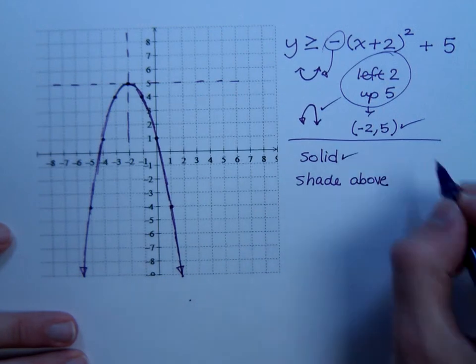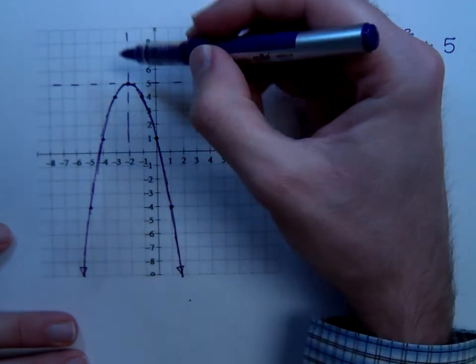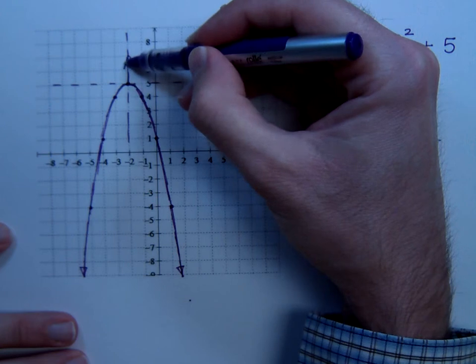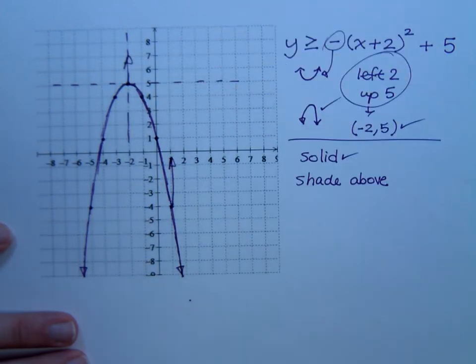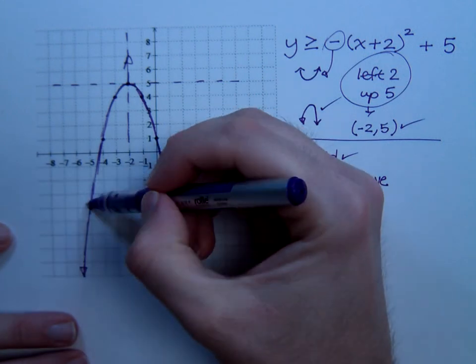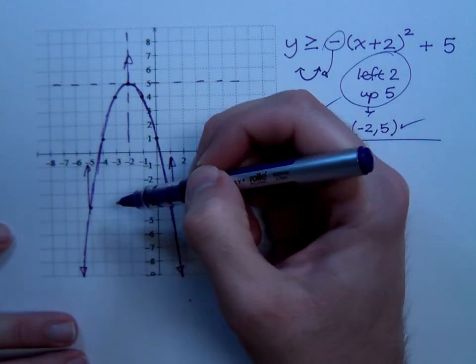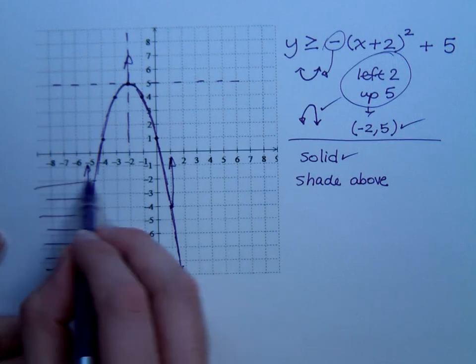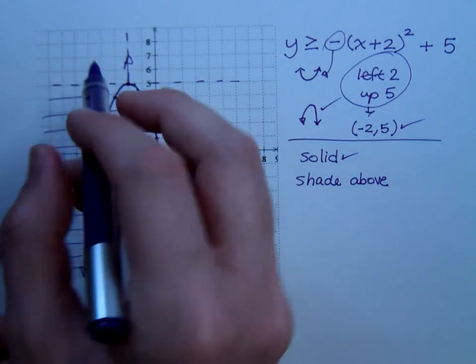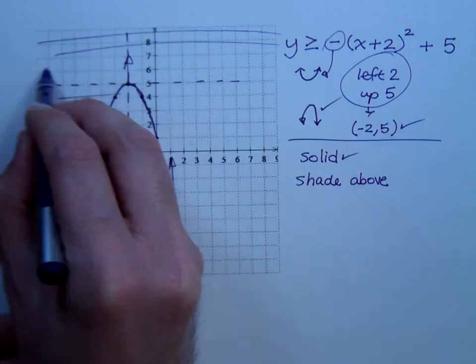So it's solid, and I need to shade above. So if I'm at this point and I shade above, it's going to be up here. If I'm at this point and I shade above, you just go straight up. So do you see the region that I'm shading in? Yes. The region is going to be the stuff that a lot of times you guys would consider to be, what's the word you would use? You would say outside the parabola.